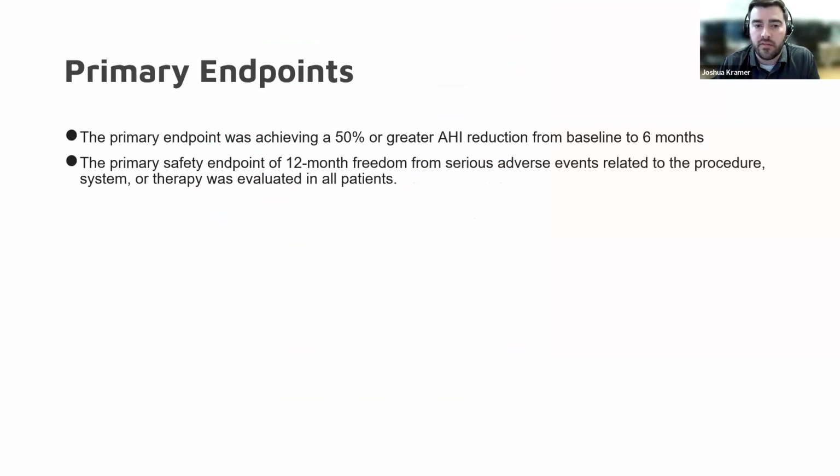The primary endpoint of this pivotal trial was to achieve at least a 50% reduction of AHI at 6 months, which they felt was a good time to titrate up the stimulation of the device itself to get to a therapeutic range. And then they also wanted to look at the safety of this device at a year.